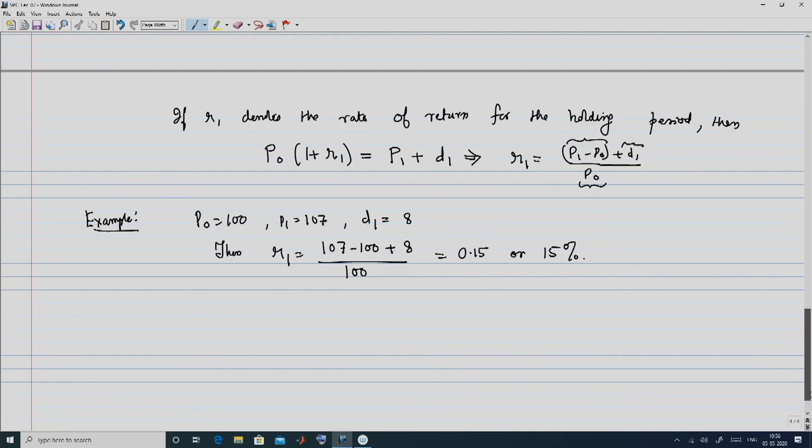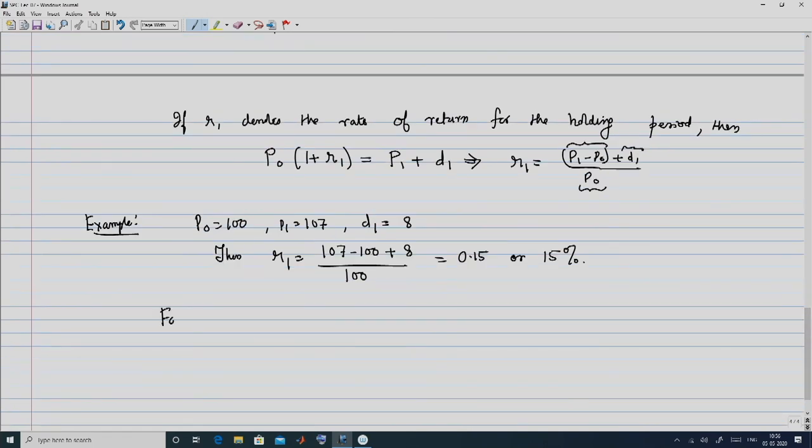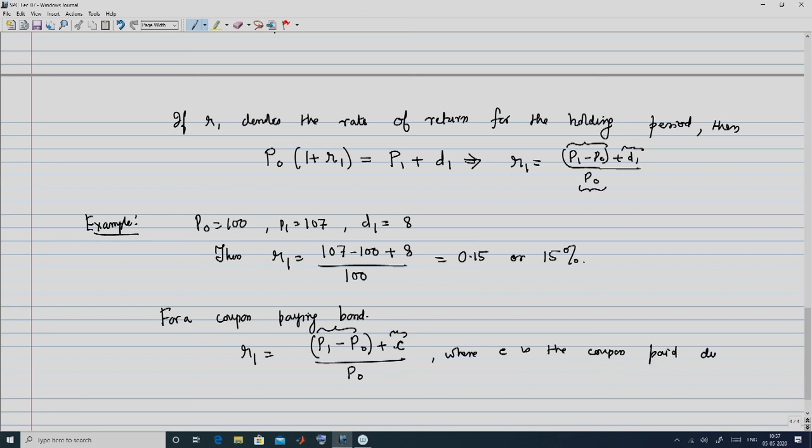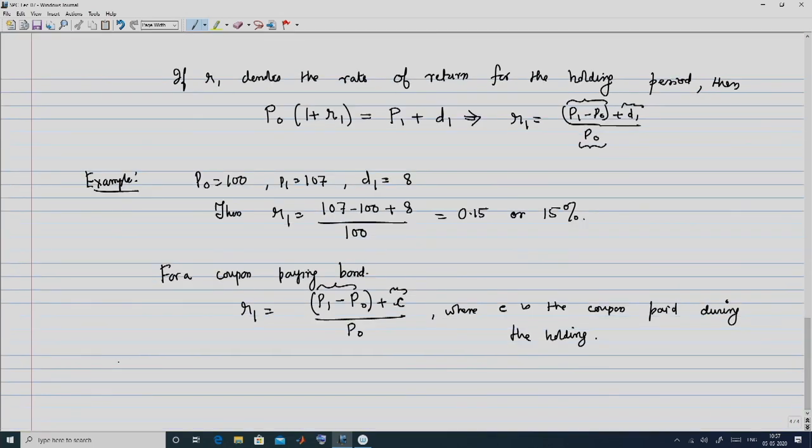Okay, so what we have now talked about is the return for a stock. In case of a bond, say you have a coupon paying bond, again the same thing: suppose that you purchase the bond for an amount of P0, at the end of 1 year you sell it for P1, and in the intervening period you receive a coupon of C. Then your gain is going to be P1 minus P0 plus C divided by the original P0, where C is the coupon paid during the holding period. So we have given the basic definition for return in case of a stock and a bond for a single holding period.